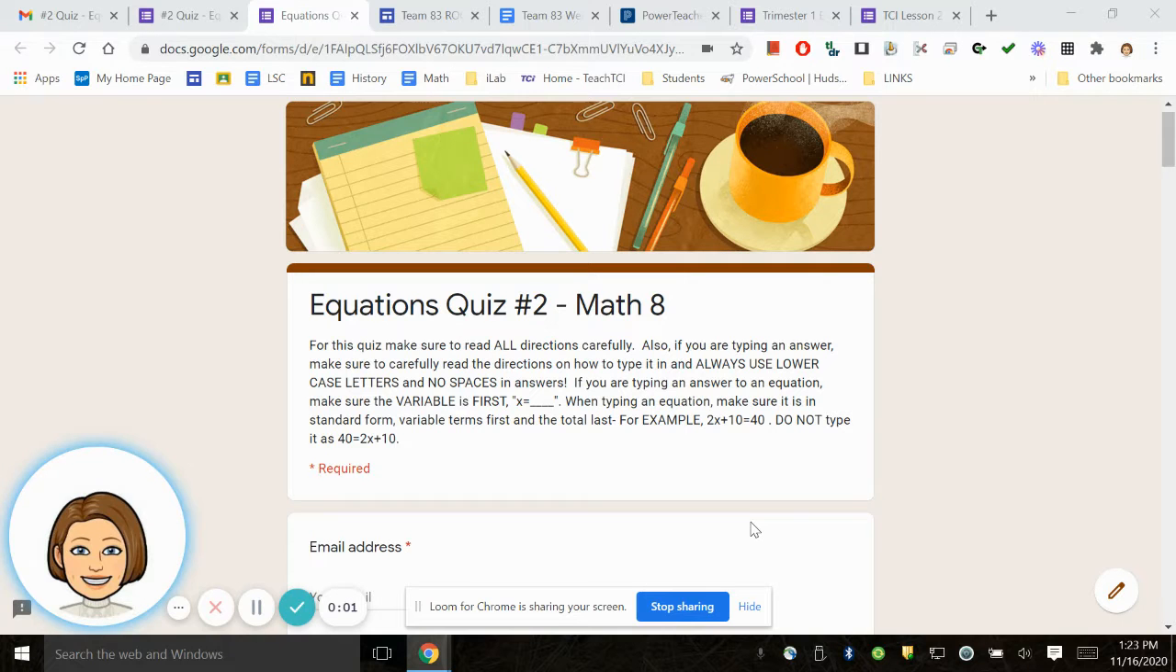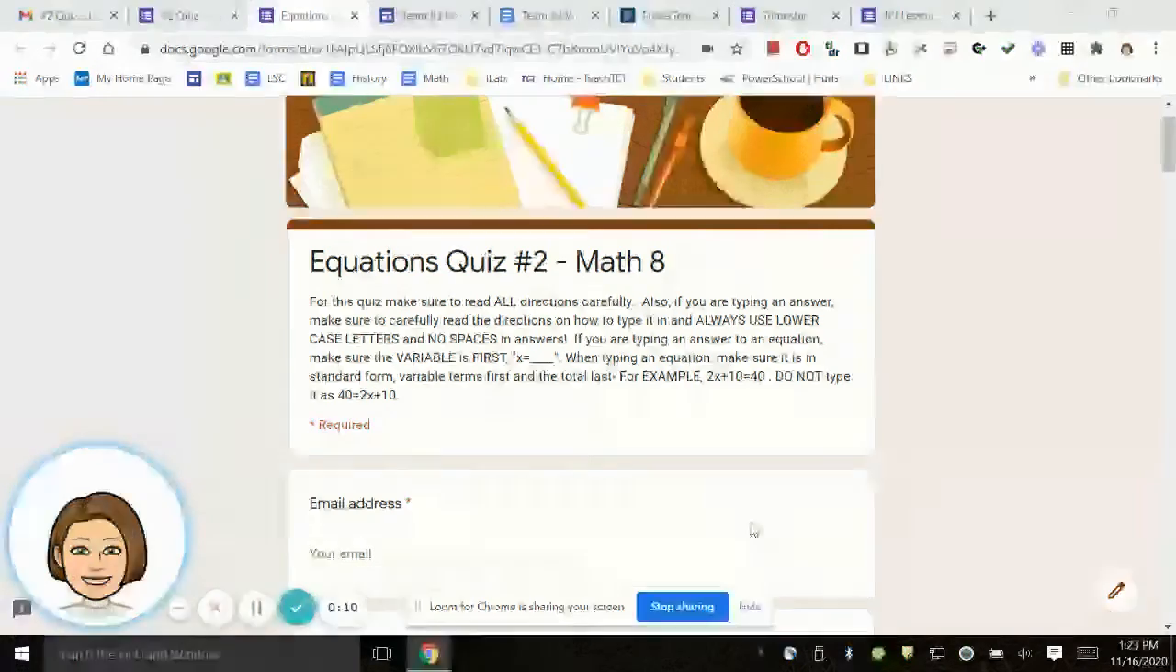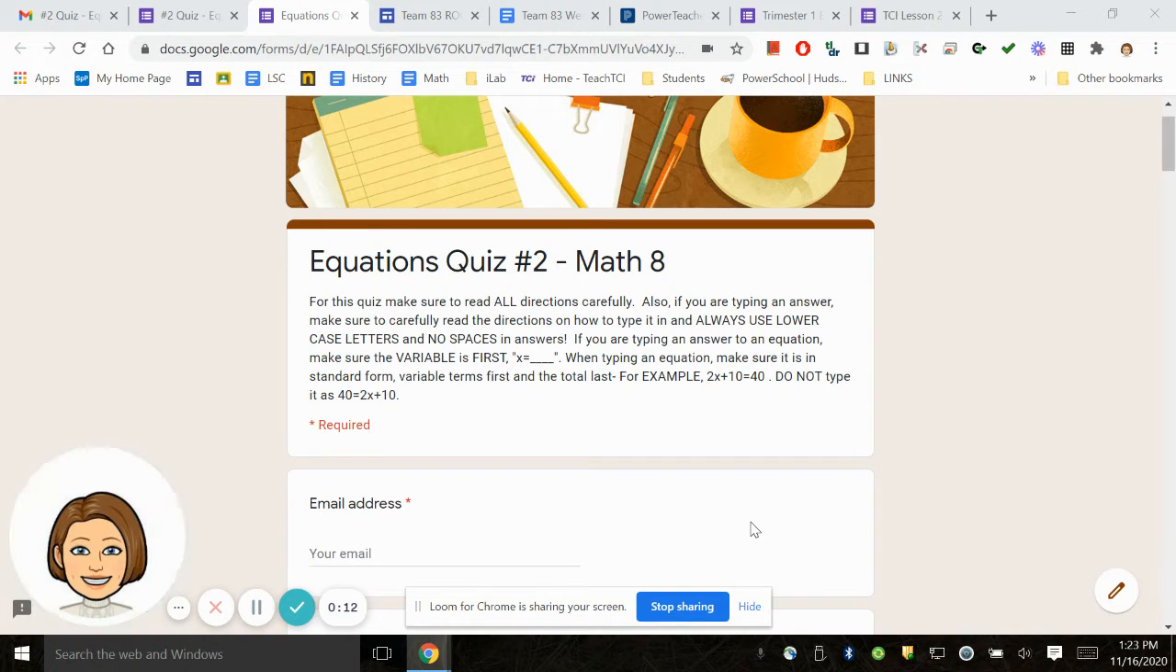This is the equations quiz number 2 for Math 8. For this quiz, make sure to read all directions carefully. Also, if you are typing an answer, make sure to carefully read the directions on how to type it in, and always, always, always use lowercase letters and no spaces in your answers.